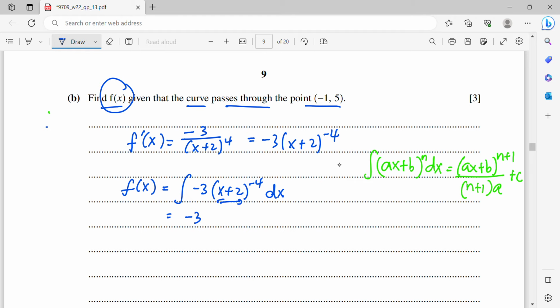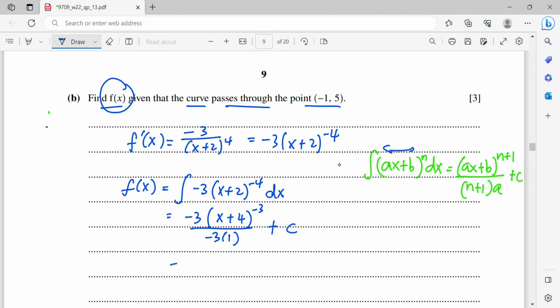And then to integrate this term, you compare. So what to do? Rewrite the whole function. The degree always plus 1. So minus 4 plus 1 is going to be minus 3 over the new degree, minus 3. And differentiate the bracket x plus 2, it is 1. Then now, plus c.